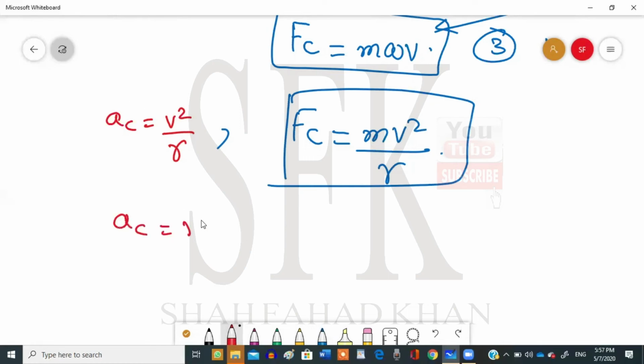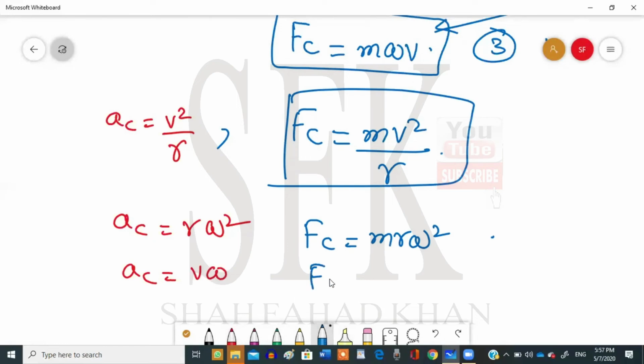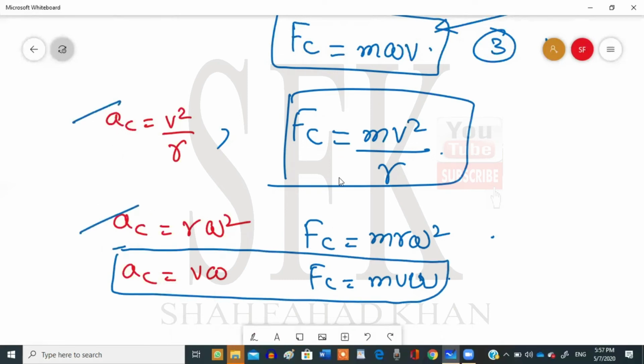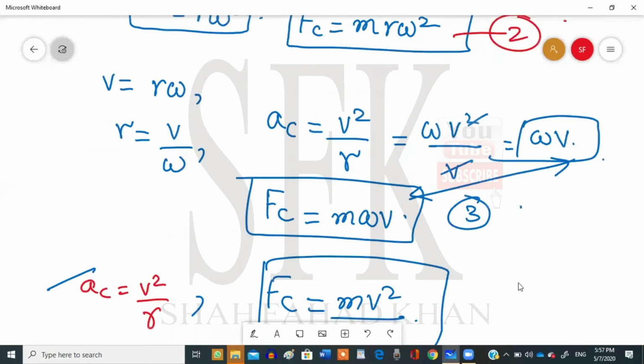The second formula is r omega squared. Corresponding centripetal force formula becomes mr omega squared. Exclude the m, you'll get the expression for AC. Again, the third formula is v omega, so the force formula becomes mv omega. But this formula is not that important. The first two formulae will allow you to solve each and every question in the past papers.